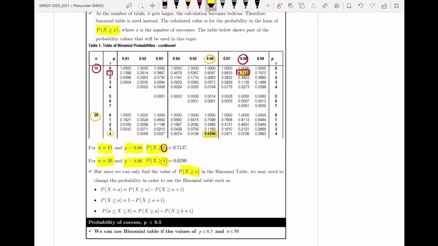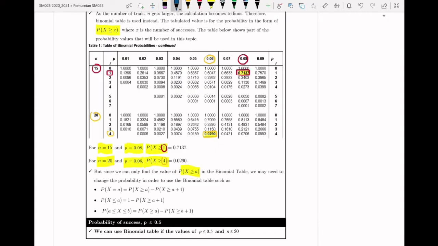Okay, but since we can only find the value of P(X ≥ x) using the binomial table, if we have another form, we need to change the probability so that we can use the binomial table. For example, if we need to find P(X = a), we need to take P(X ≥ a) minus P(X ≥ a + 1). Let's look at the example.